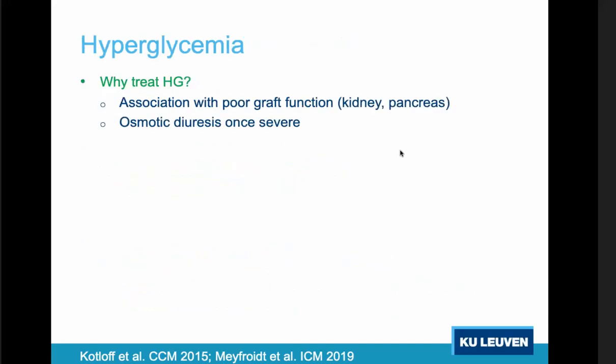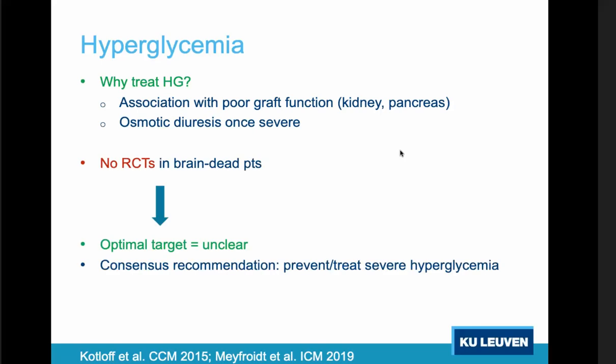And then a fourth endocrine abnormality, which often occurs in brain-dead organ donors, also in generalized ICU cases, of course, is hyperglycemia due to insulin resistance. There is some rationale to treat it after brain death because it has been associated with poor graft function after transplantation, and when it's severe, it can cause osmotic diuresis, and it could hence aggravate hemodynamic instability. There are, however, no RCTs in brain-dead organ donors, so the optimal blood glucose target remains unclear. So therefore, consensus recommendations recommend to prevent or treat at least severe hyperglycemia.